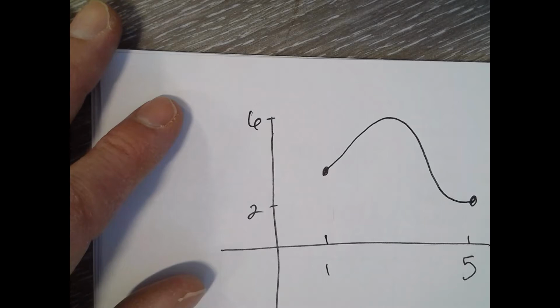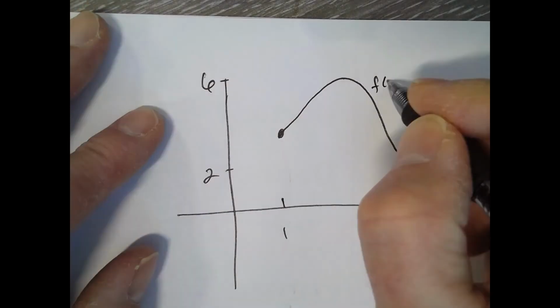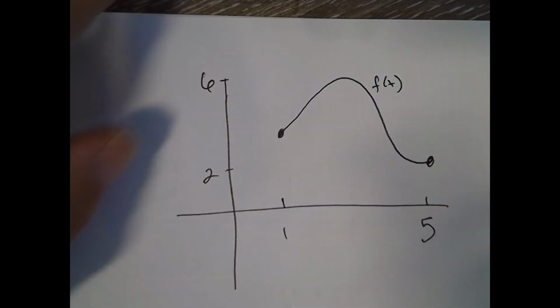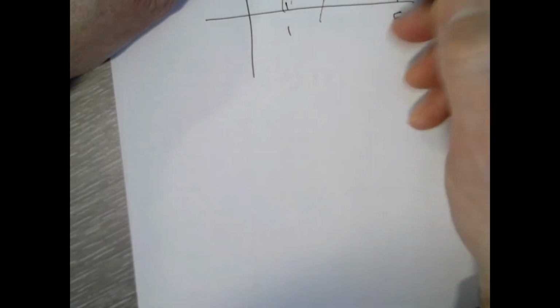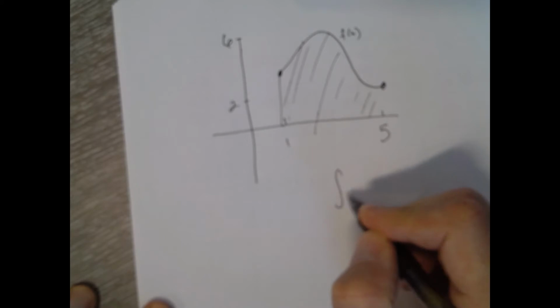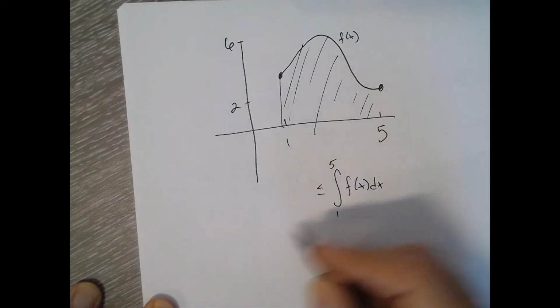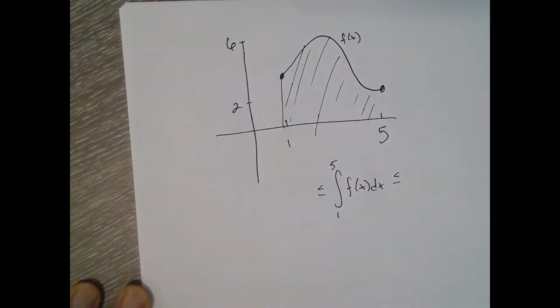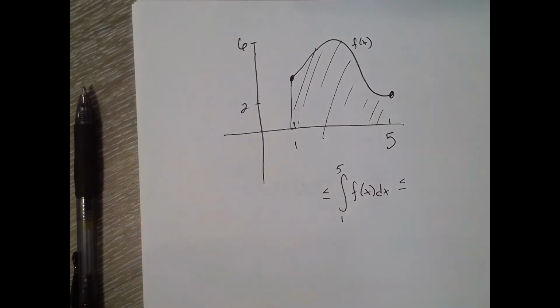Okay, so let's create a max-min inequality for this function f of x from 1 to 5. Well, its area underneath the curve, this area right here, and that area, the integral of f of x dx from 1 to 5, has to be greater than or equal to something and less than or equal to something. Okay, so if it's got to be greater than or equal to something, we need to find its minimum value.